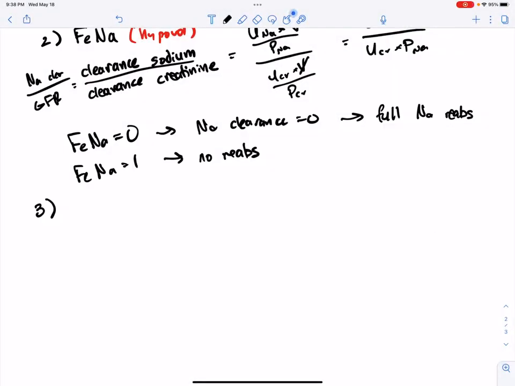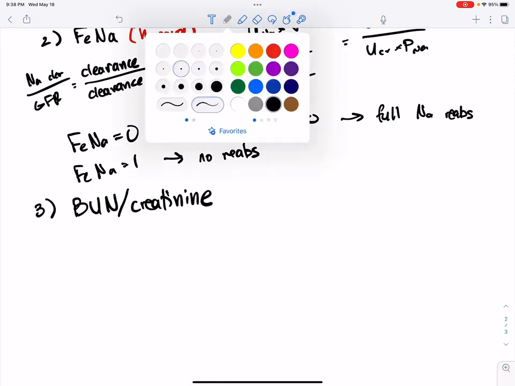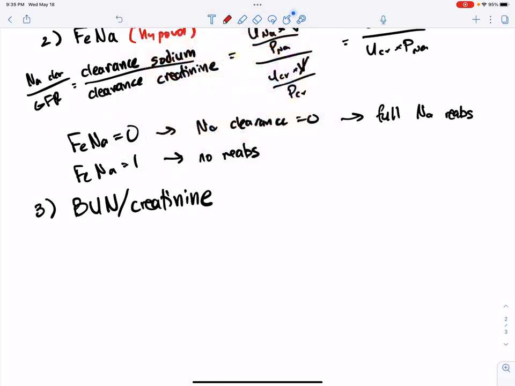Okay, the final test I want to talk about is the BUN to creatinine ratio. The BUN to creatinine ratio is actually very similar to our FENA in many ways, except it makes the same assumptions that we made above when we used serum levels to estimate clearance. One assumption here is still hypovolemia, because for this test to be useful, we're reassessing how much BUN is being reabsorbed.